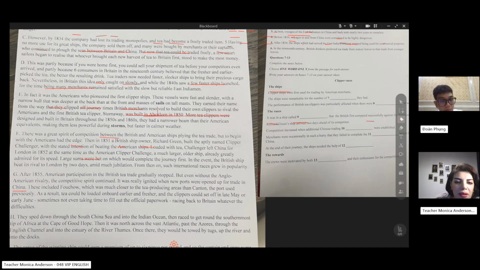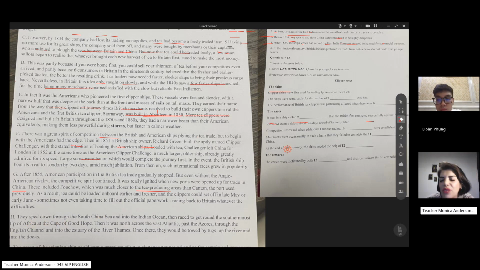Line number three. Okay, so yeah, which was much closer to the tea producing area than Canton, the port used previously. As a result, tea could be loaded earlier and fresher, and clippers could set off in late May or early June, sometime, not even taking whatever difficulties. So here you say that competition increased, trading tea were established. Yeah, of course you can say something like this.